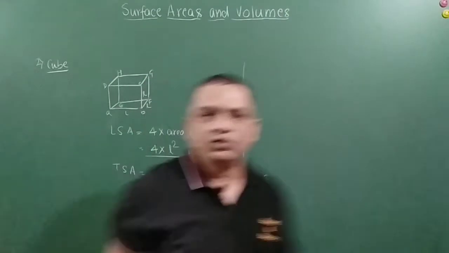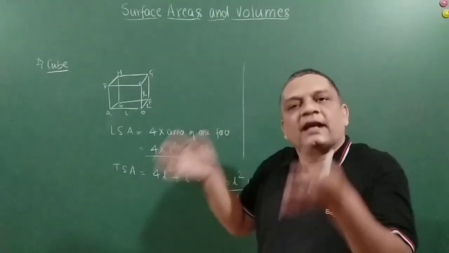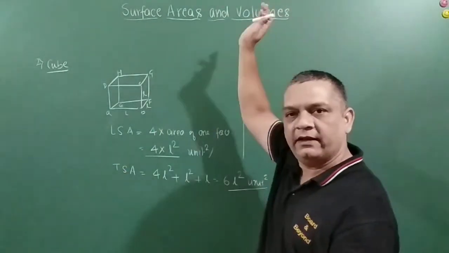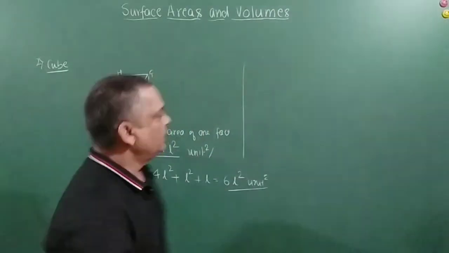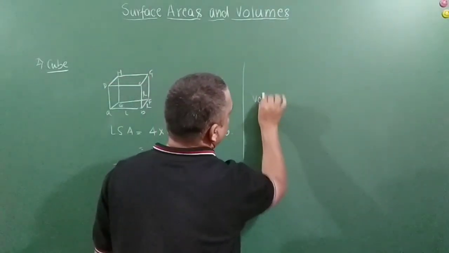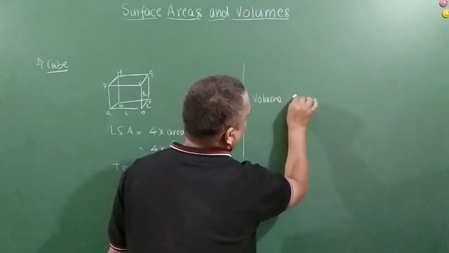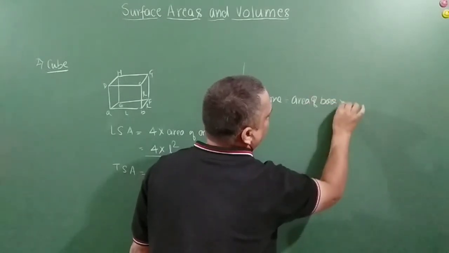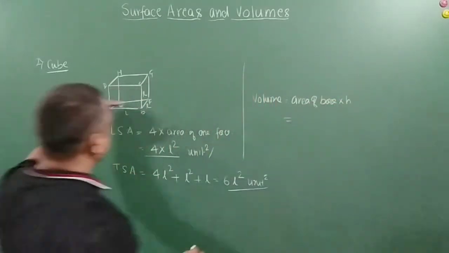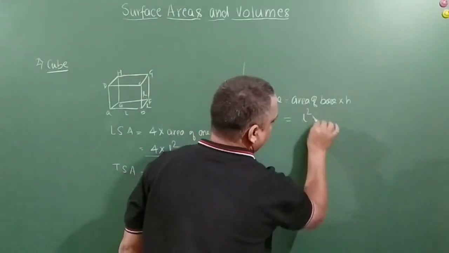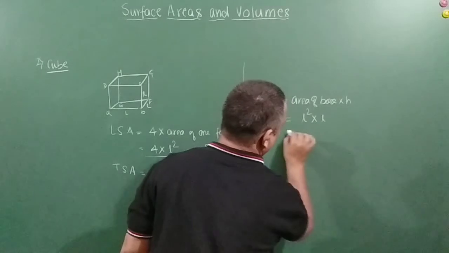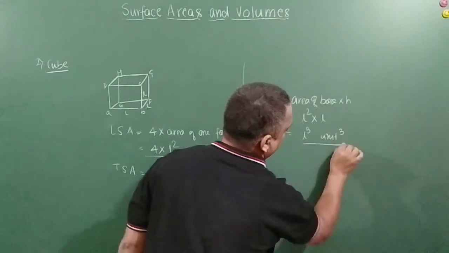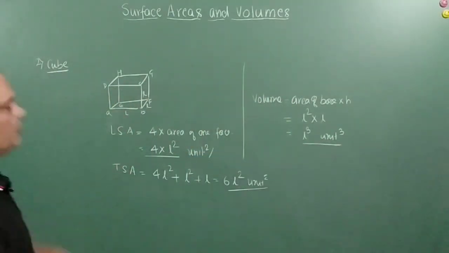So friends, do we all understand that this also is a regular figure or regular solid, which maintains its width across its height, correct? So the volume will be area of base into height. Area of base is nothing but L into L, which is L square, into height again is L here, which becomes L cube, and unit will be in cube. So this is about cube.